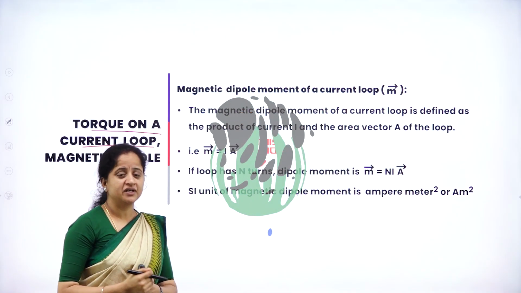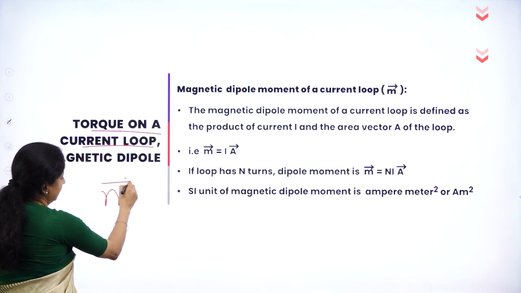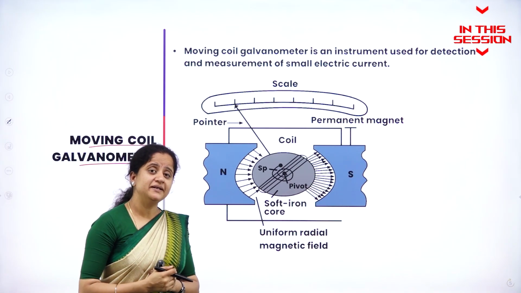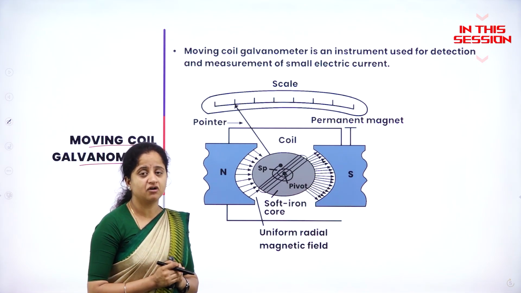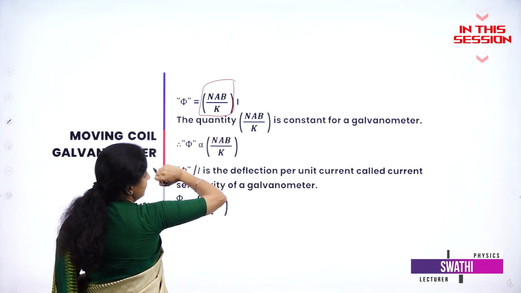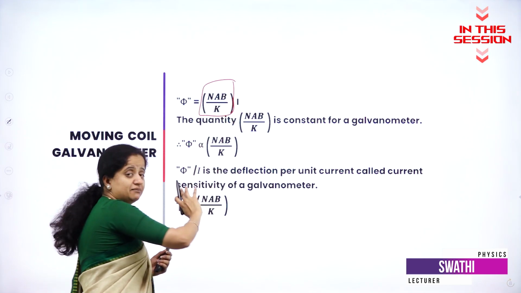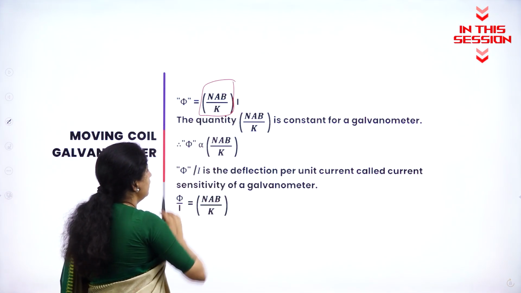Magnetic dipole moment of a current loop is denoted by M vector. It is a magnetic dipole moment. Galvanometer is a device which is generally used to detect the amount of current in any circuit. This quantity NAB divided by K is constant for a galvanometer. Except the current element, the rest of the things in our RHS are constant for a galvanometer.